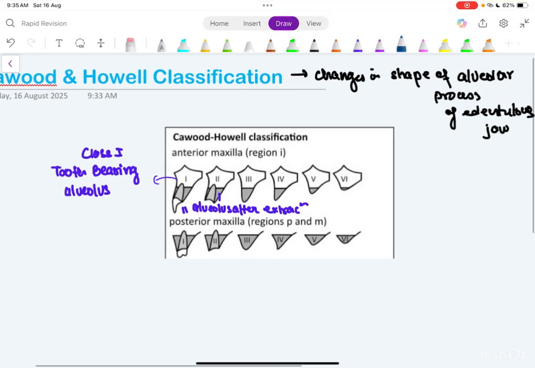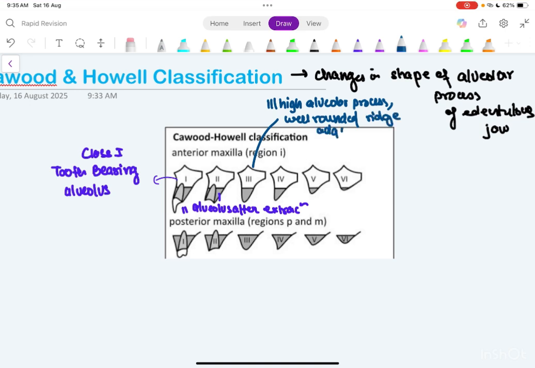Then coming on to the 3. Now look at 3. You will see this. So this is rounded, right? So this is a 3: high alveolar process, well rounded ridge, adequate height and width.